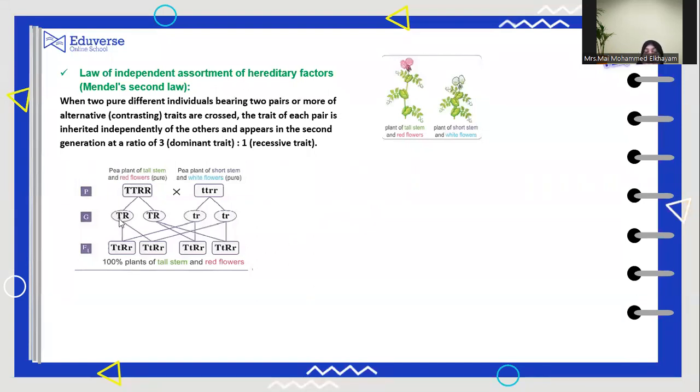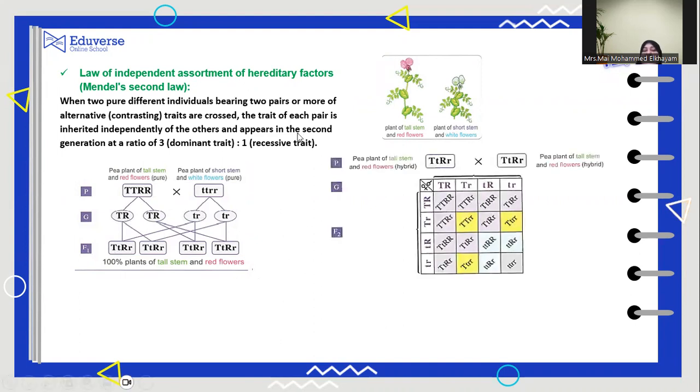So T capital, R capital with T small, R small will be T capital, T small, R capital, R small. You have to write both of the 2 letters representing the factors for each trait beside each other, then the 2 letters representing the other trait beside them. So 100% tall stem and red flowers. Let's see the second part.